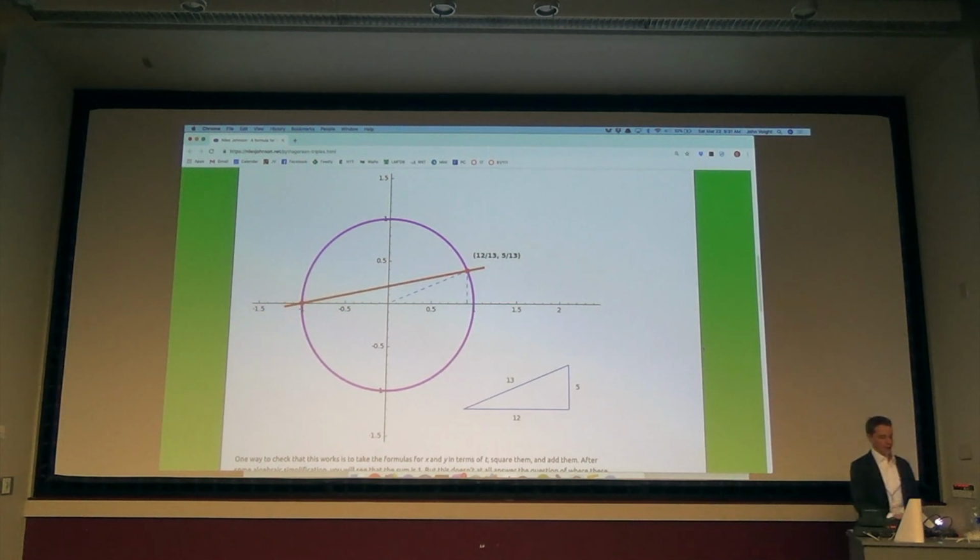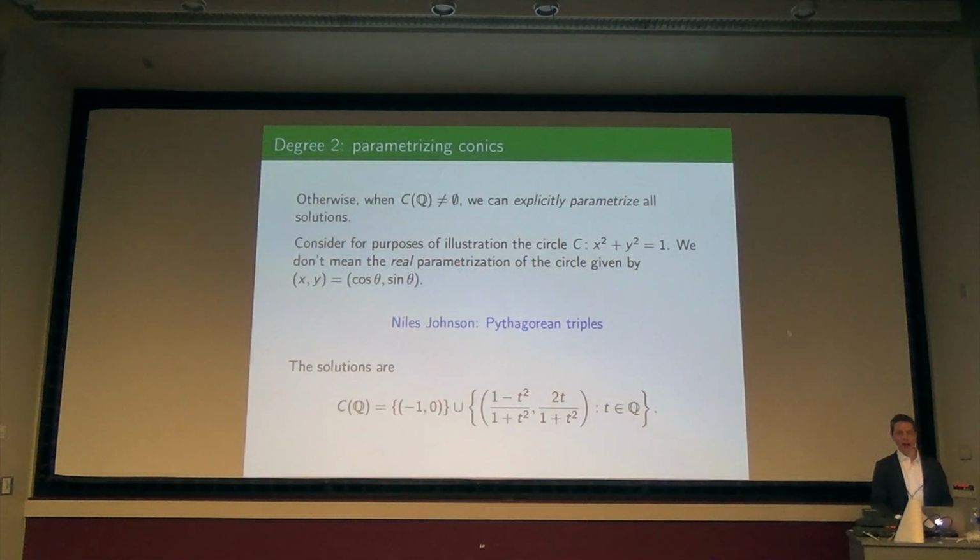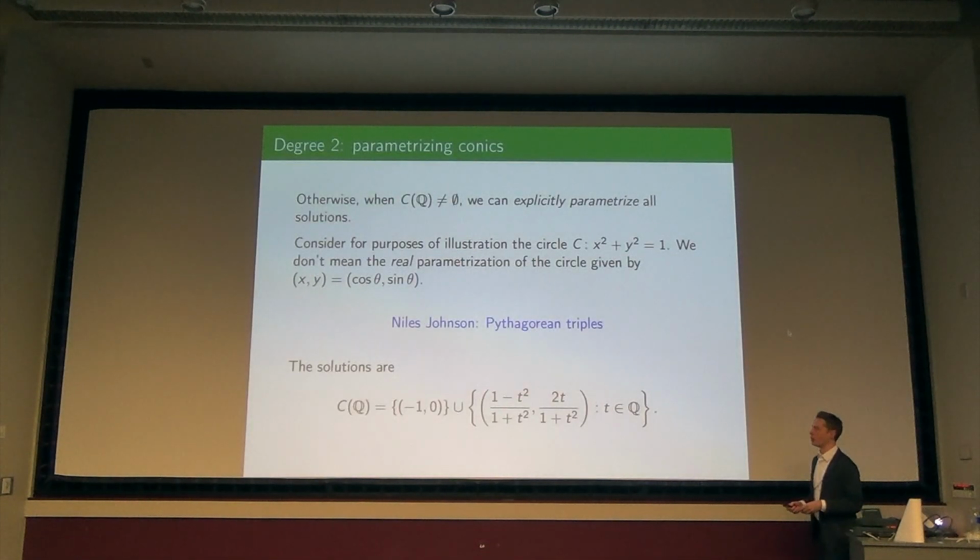Okay, so here's what this looks like when you write it all down. When you take the line through (-1, 0) with slope t and compute the other point of intersection, this is what the coordinates are right here. And then of course, we also have to remember that we have this point to start with. I'm allowed to plug in every t, and every point arises for such a t, except for this point (-1, 0).